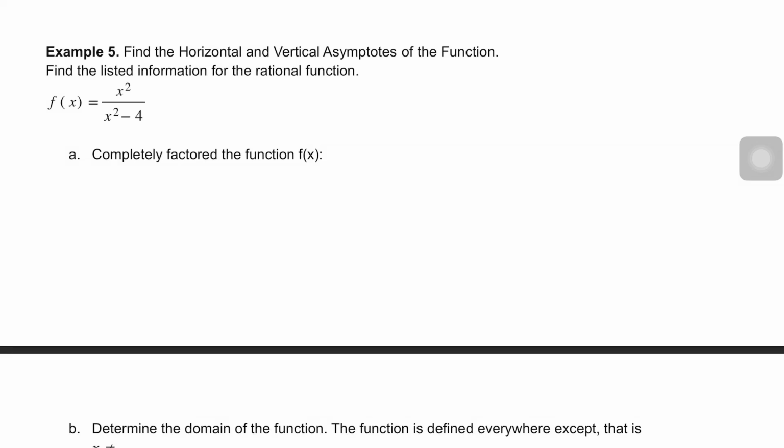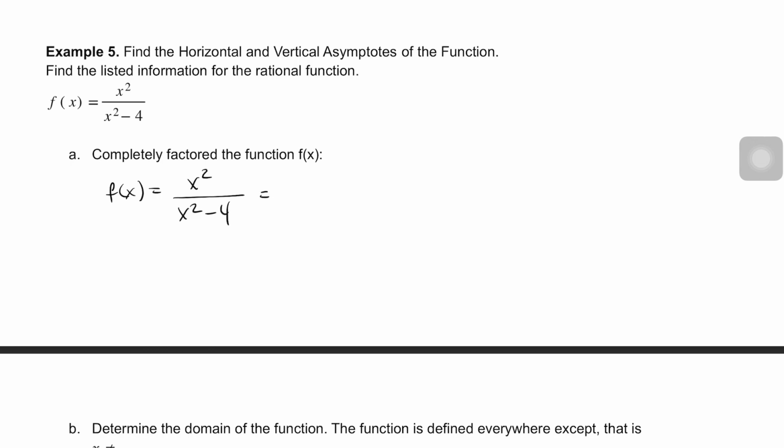All right, so let's try example number 5. In this example, we're asked to find the horizontal and vertical asymptote of the function. The first part is to factor completely the function. So let's try to do that. First, let's take the function and factor it out. And by factor this out, it means the denominator, right?